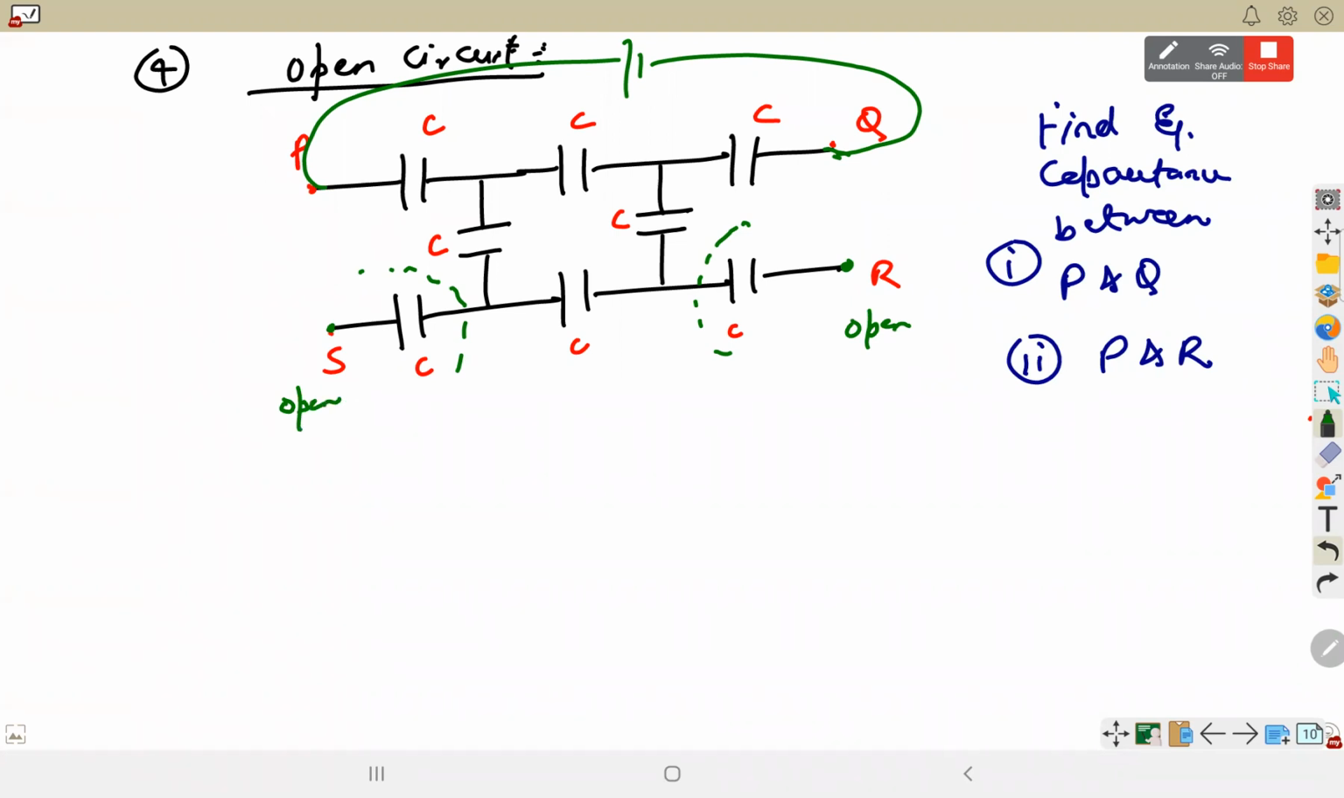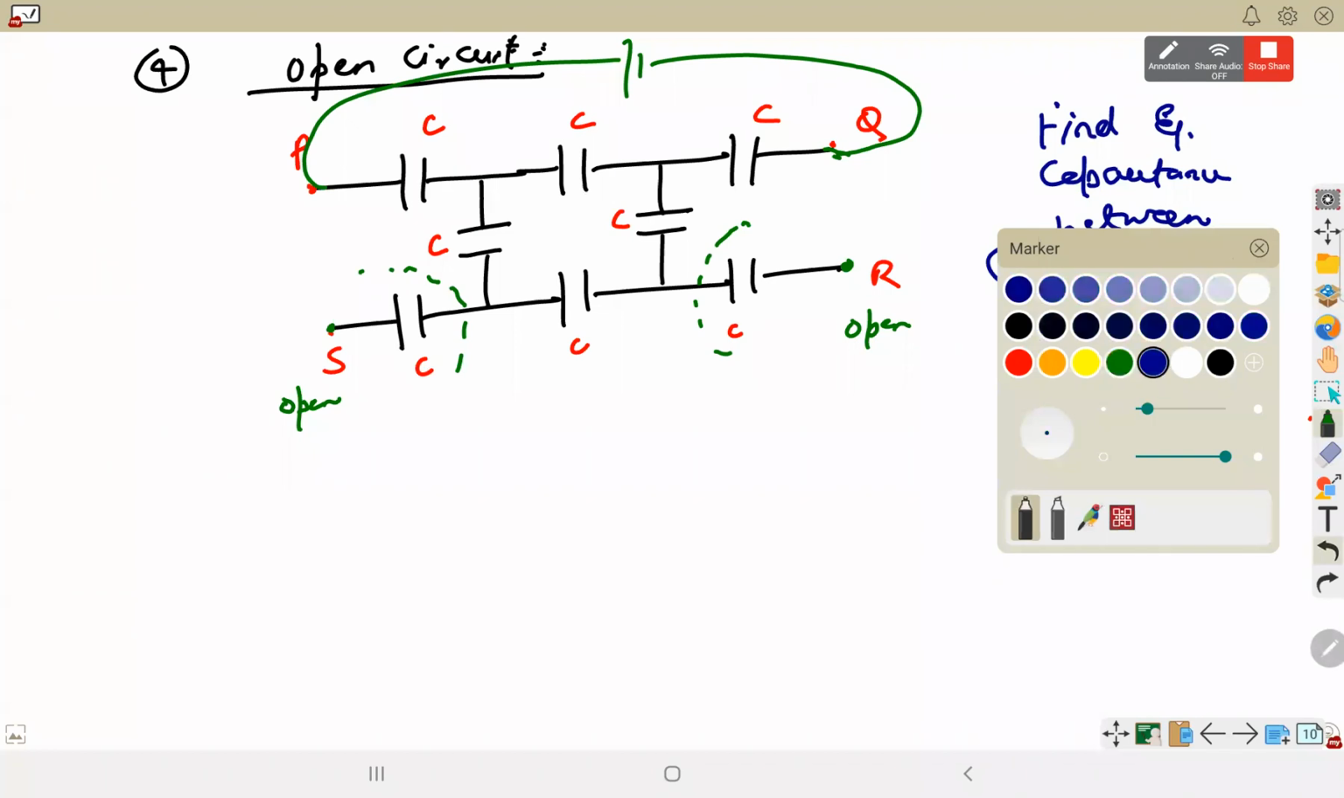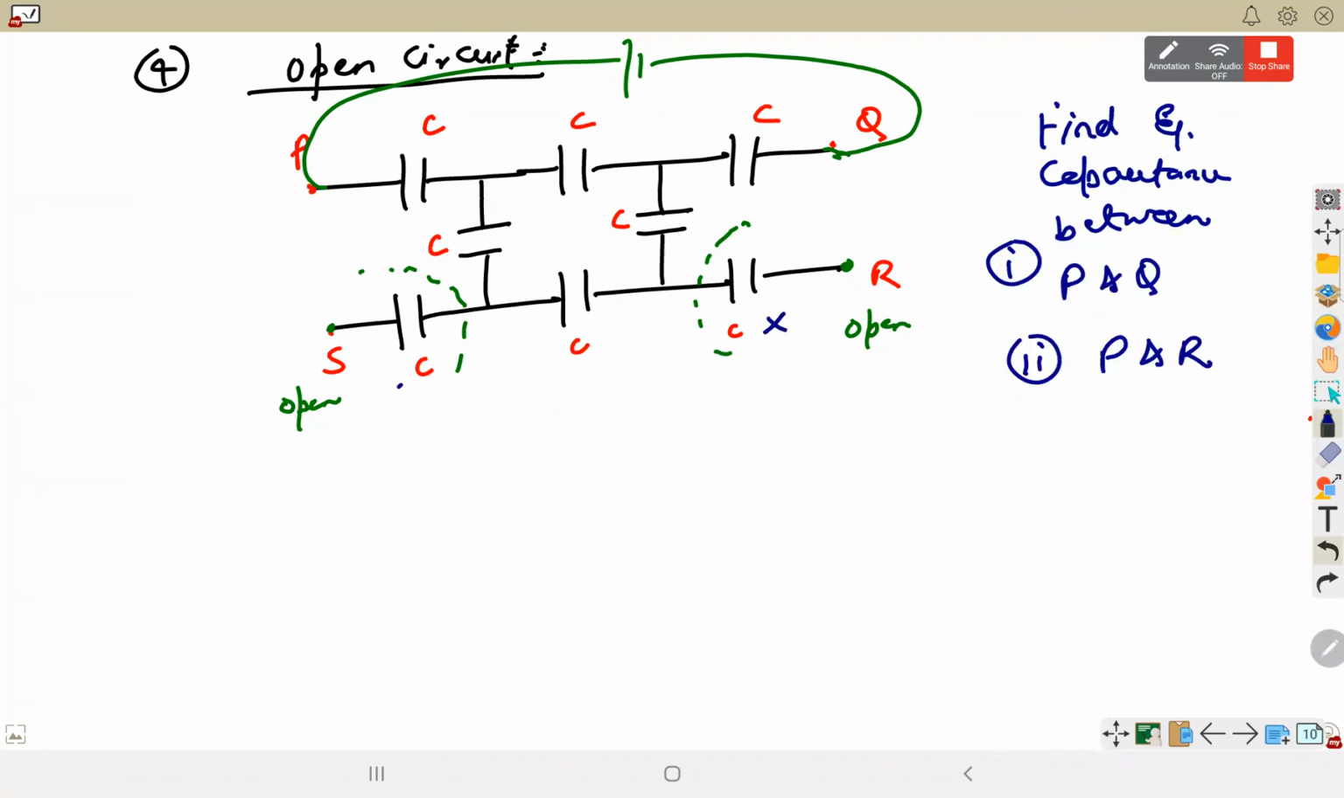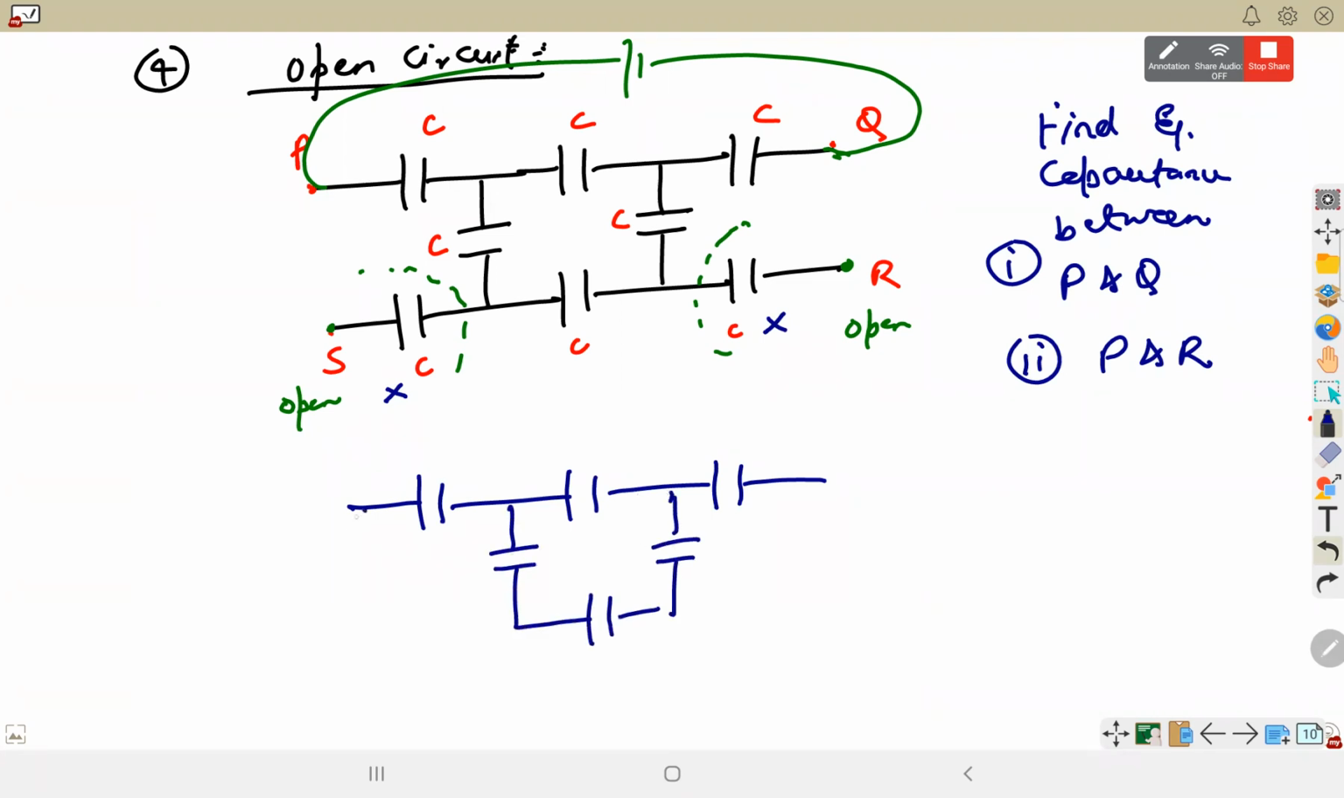This is open terminal. In these two capacitors, there won't be any charge going, because if charge goes, it has to come back also into the circuit according to the charge conservation law. Since this path is not complete, charge cannot come back, so there will not be any charge going into these two capacitors. Only this will be the effective circuit.